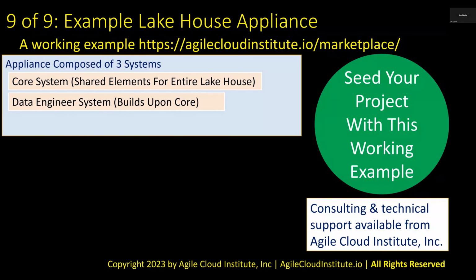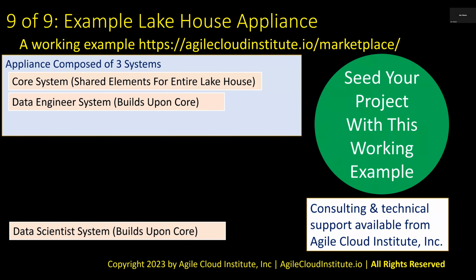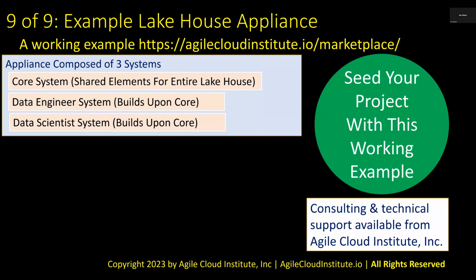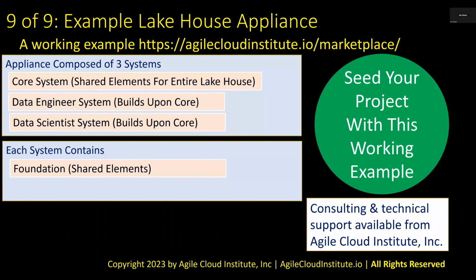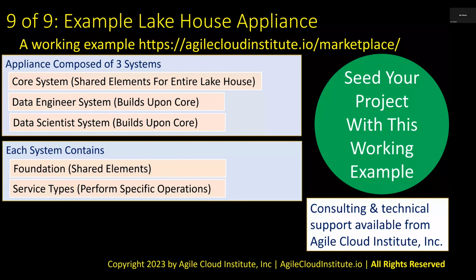A data engineer system, which builds upon the core system, adding items specifically for data engineers. And a data scientist system, which also builds upon the core system, but which adds items specifically for data scientists. Each of the systems in the example lakehouse appliance includes its own foundation, composed of shared elements, and service types, each of which performs specific operations.